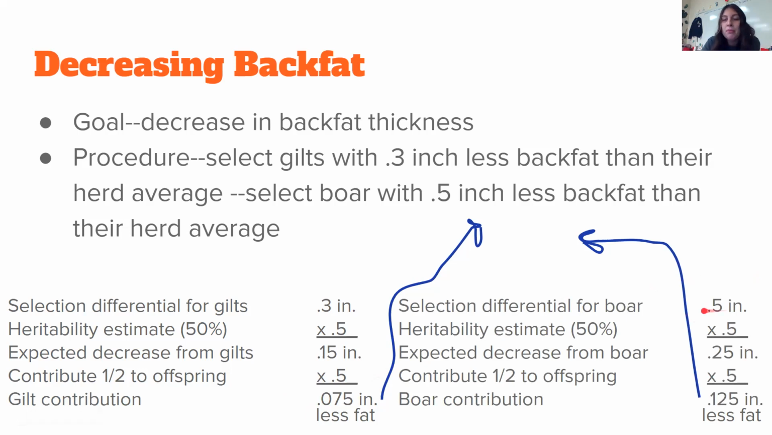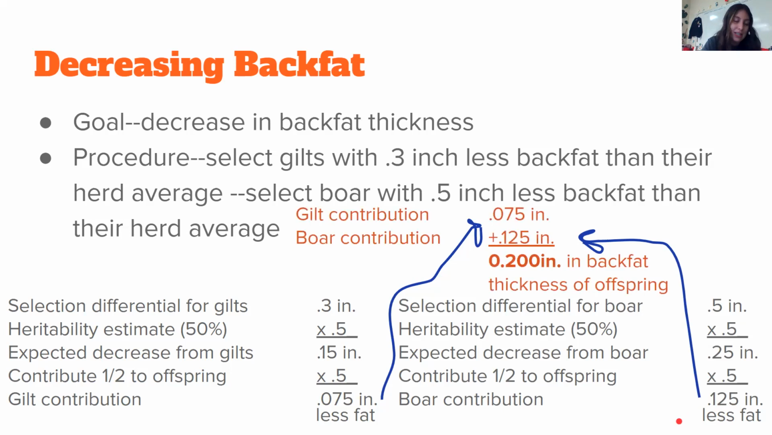So you get your number from the word problem for what we're looking for in the boars. You multiply it by that 50% heritability estimate. We get 0.25 when we do that. Then we multiply again by 0.5, this time because the dad can only give half of his genetics to the babies. That's just the way reproduction works. So we get 0.125. Then all we have to do is just add the 2 together.